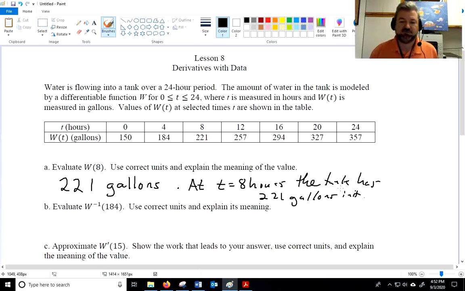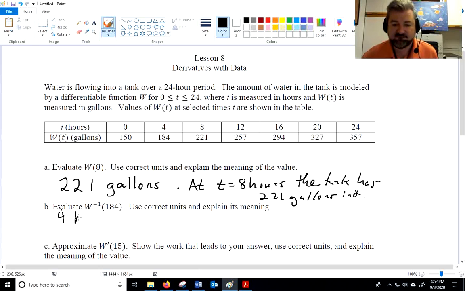Okay, I want you now to evaluate W to the negative 1. What does that mean? That means W inverse of 184. Do the work. Okay, W inverse of 184 is asking what t value gives you a W value of 184. Well, that's 4. So the answer is 4.